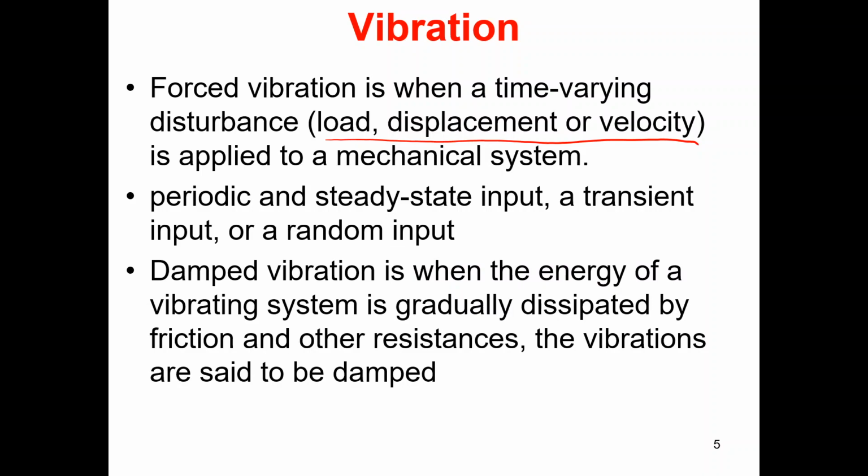But what is the difference between the forced and the damped vibrations? Damped vibration is when the energy of the vibration system is gradually dissipated by friction and other resistances, and these vibrations are damped. So when you have just an initial disturbance that is going to cause vibration in your system, and you don't have a periodic disturbance influencing your system, your vibration will always be damped eventually.